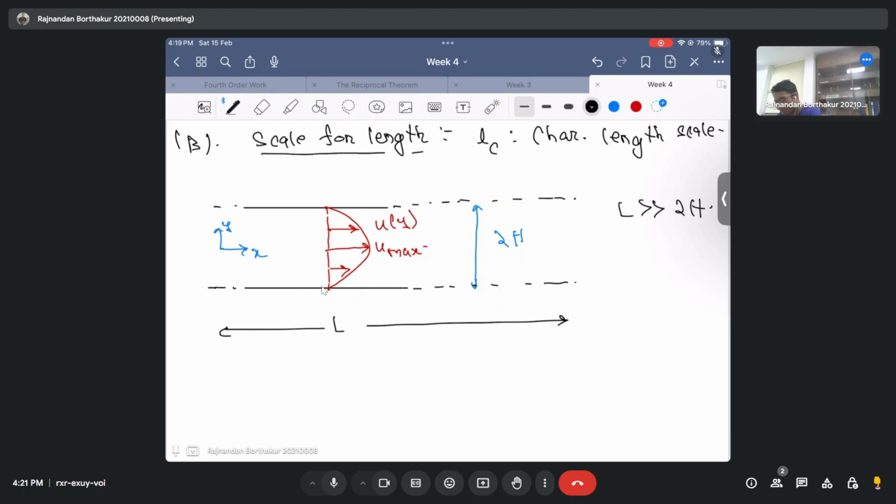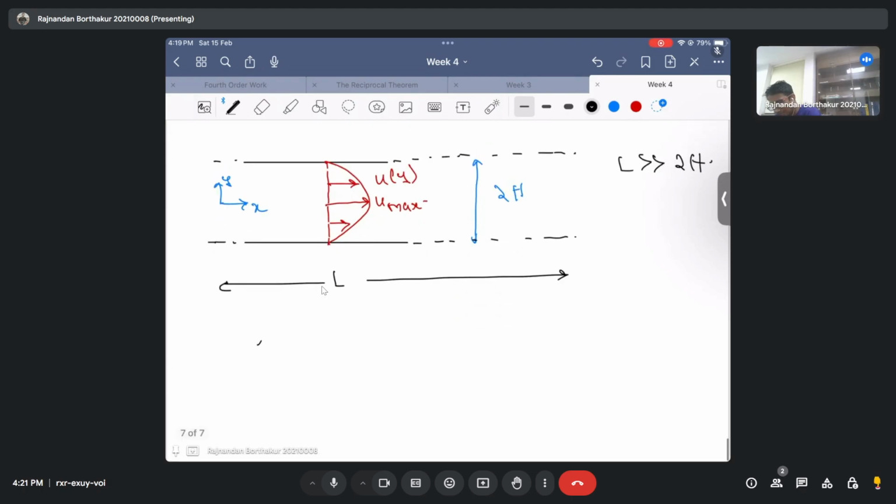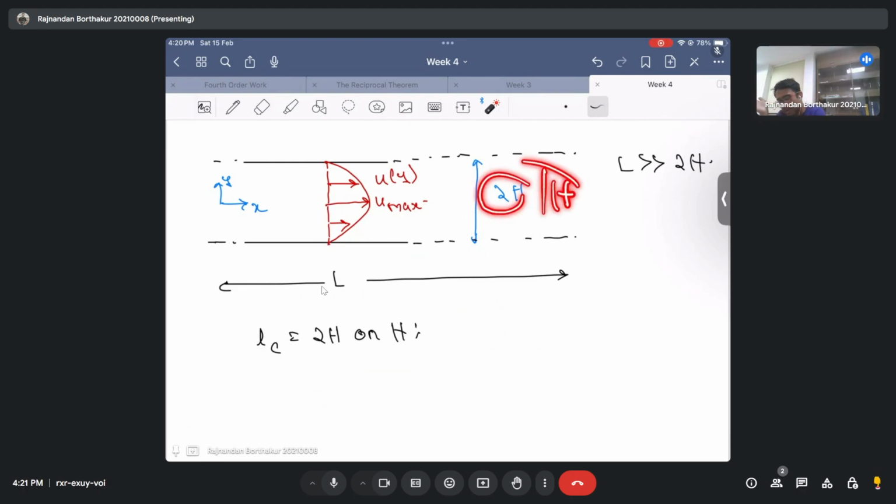Okay. So we will choose my LC as twice h or h. This is up to you, because whether you choose h or twice h, the ballpark figure is the same. The non-dimensional quantities are of order 1: if h is 1, then twice h is just 2, which is again order 1, and if you choose h, it is exactly order 1.